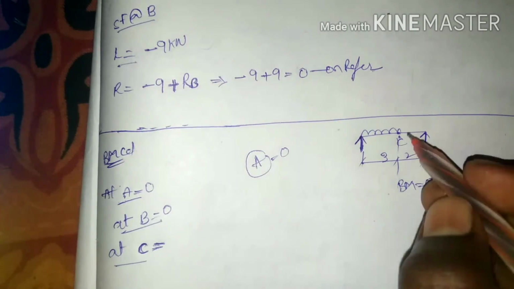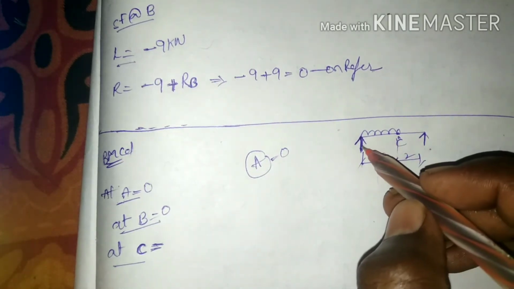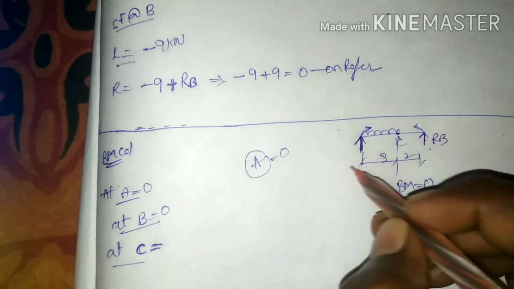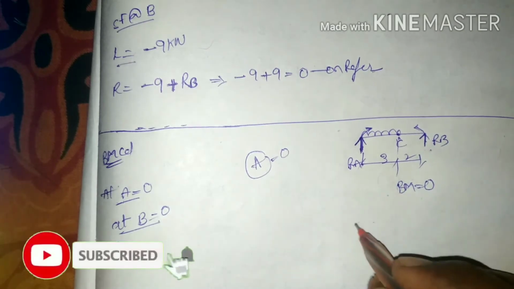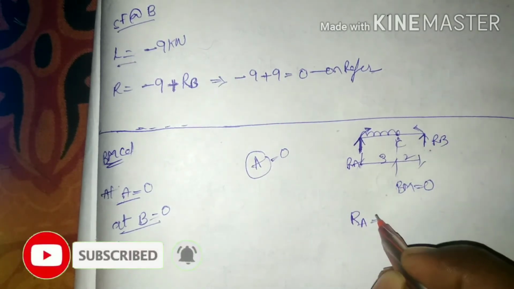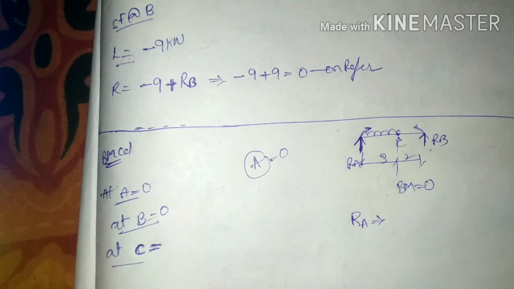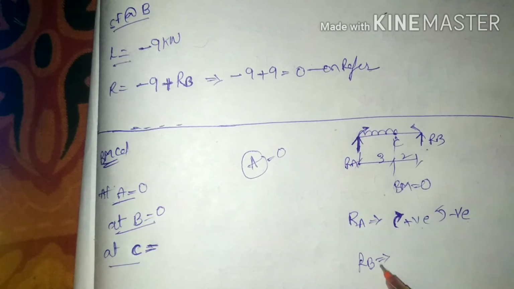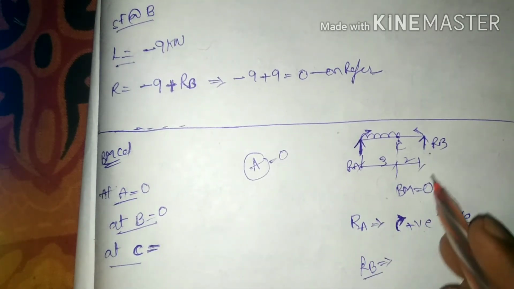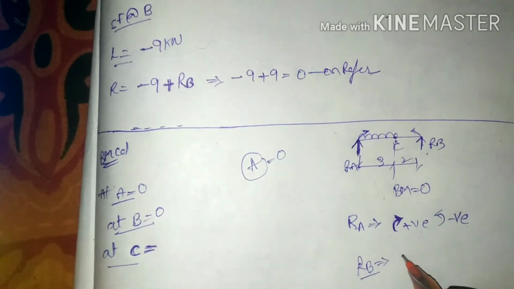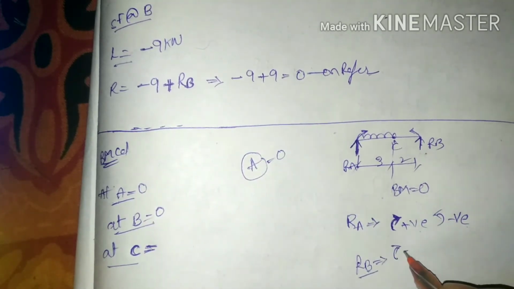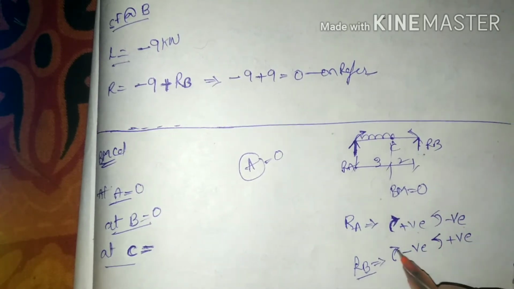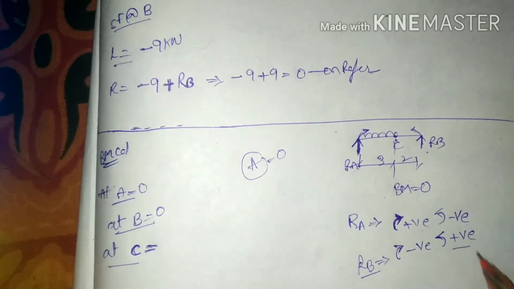Here we are having two types. Either I can take moments from Ra or I can take from Rb. If I want to take from Ra, I have sign conventions: clockwise as positive, anti-clockwise as negative. If I want to take the moment from Rb, I have the same conventions, but the sign is going to be different. Here, clockwise is negative, anti-clockwise is positive.